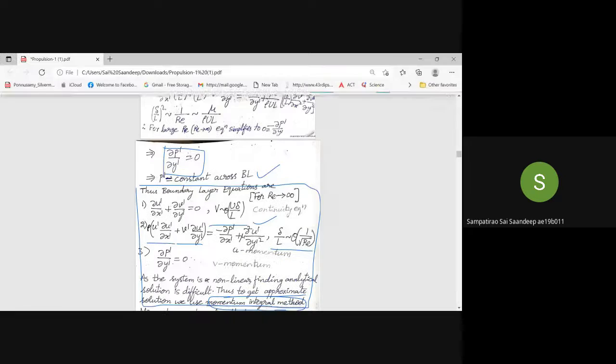Now this is a system of non-linear differential equations because of these two terms. So finding an analytical solution is difficult. In some special cases it is possible, but for most situations it is difficult. Thus, to get an approximate solution, we use the momentum integral method, which I'm going to discuss in the next video. Thank you.